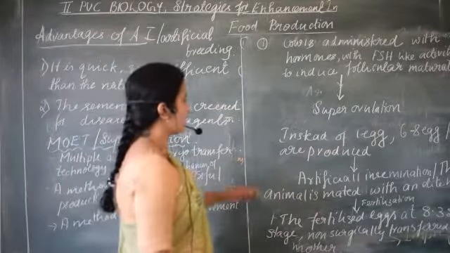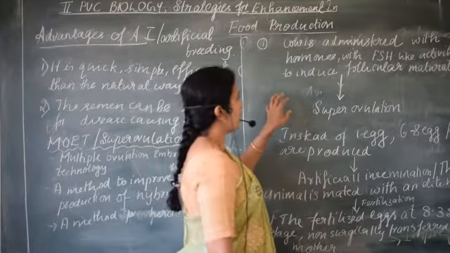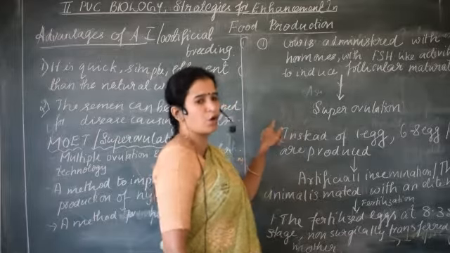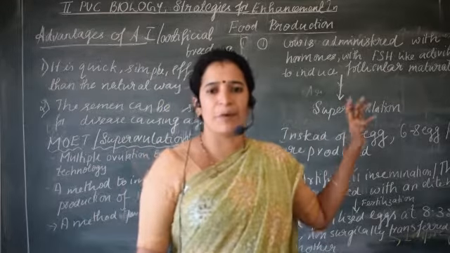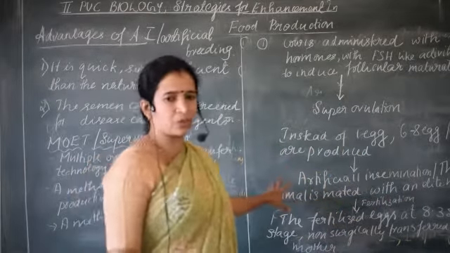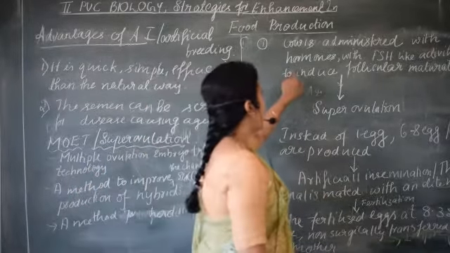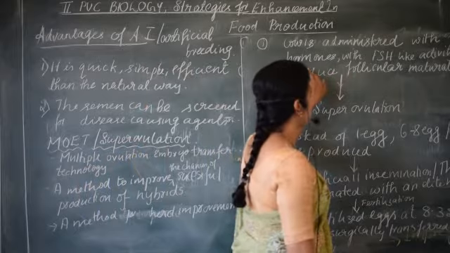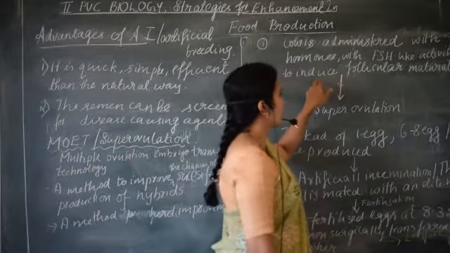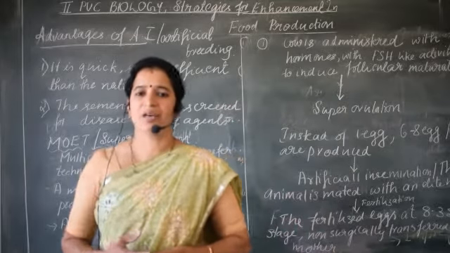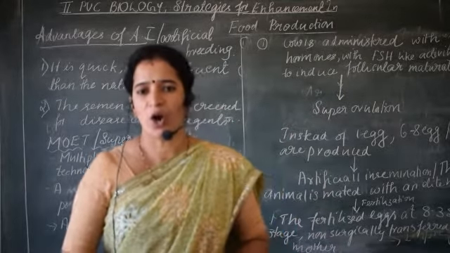The method is like this. First, the cow is administered with hormones. You must remember the hormone names here. This concept is also related to the human reproduction chapter. Here, the cow is administered with hormones, which hormones? Those with FSH-like activity. FSH is follicle stimulating hormone.